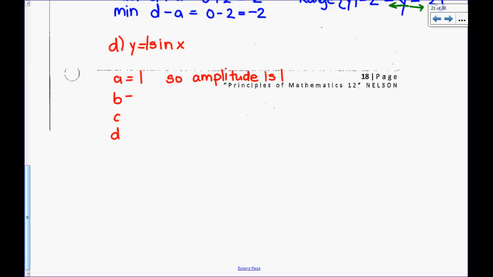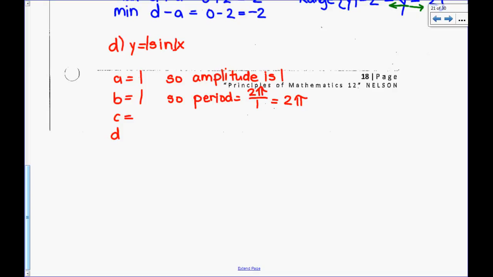Our b is, well, b is the number we multiply in front of x, right? So b again is 1. So what that means is the period would be 2 pi over b, and if my b is 1, then the period is 2 pi. Well, that makes sense, because we know a basic sine function has amplitude 1, and its period is 2 pi. So far it's making sense.